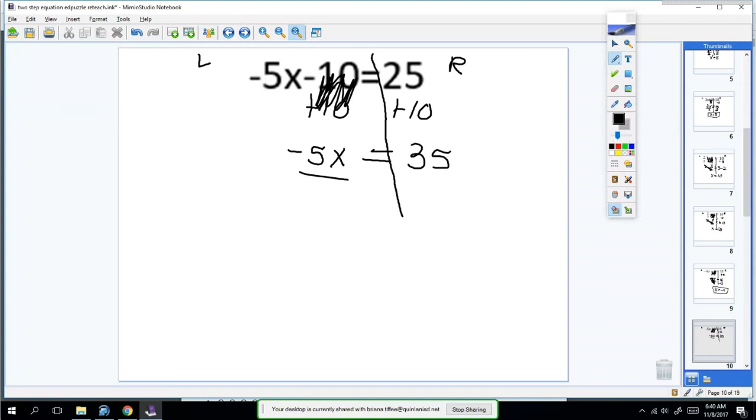So then you're going to divide by negative 5 to both sides. This cancels out. X comes down, equal sign. 35 divided by negative 5 is a negative 7. Again, a negative into a positive is a negative. This is your answer.